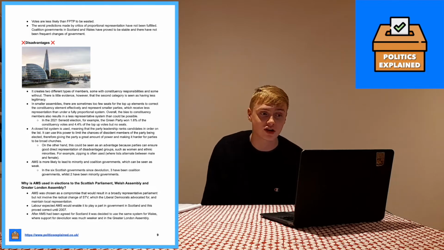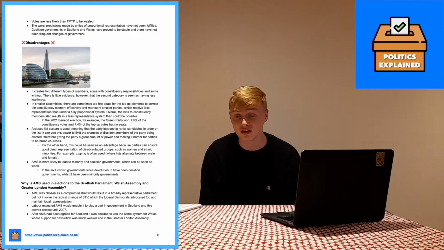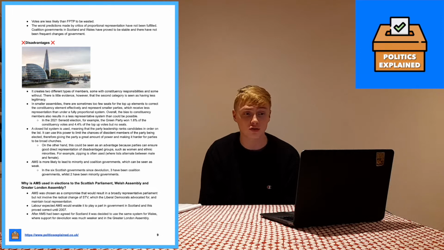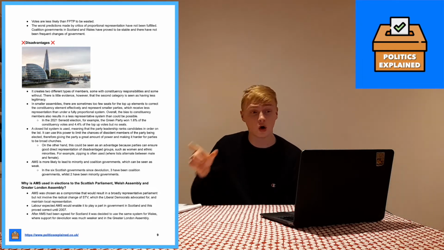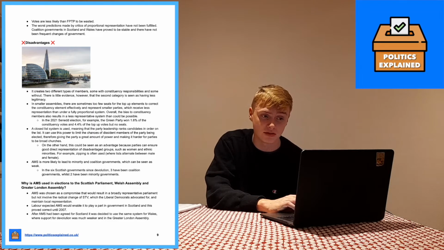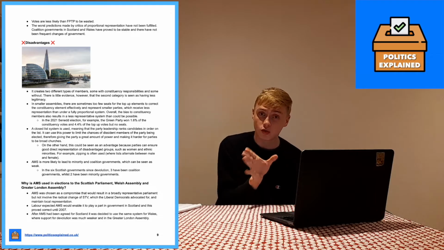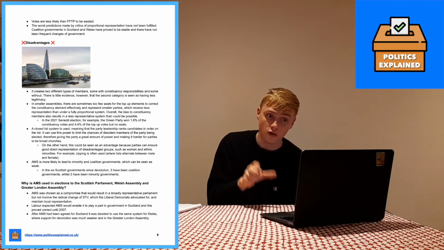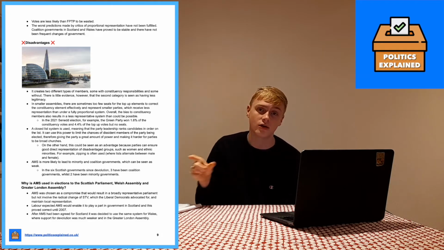Another disadvantage, the second one on this list, is that there are sometimes too few seats for the top-up element to correct the constituency element effectively and represent smaller parties. That's especially true in the GLA, the Greater London Assembly, and also especially true in Wales, where you only have 60 MPs total, 20 of which are those top-up members of Parliament. So the fact that there is still a bias towards constituency MPs can result in a less representative system overall than could be possible. This is less of a problem in Scotland than it is in Wales and in London.